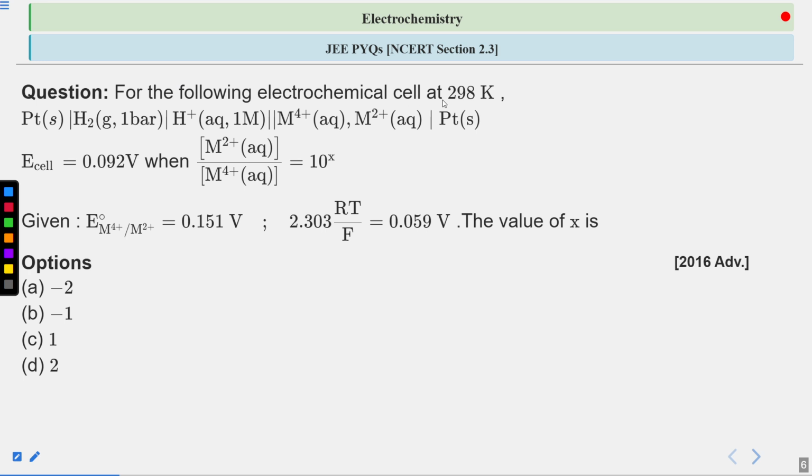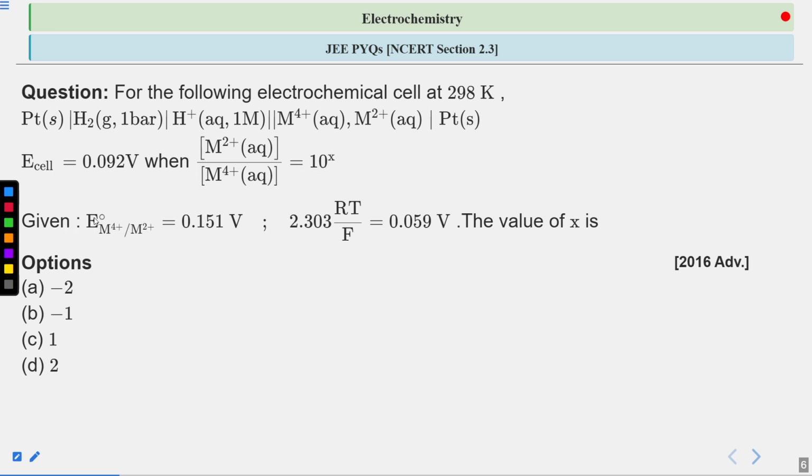For the following electrochemical cell at 298 Kelvin temperature, platinum, hydrogen gas at 1 bar pressure, H positive in the aqueous medium having concentration 1 molar, salt bridge, M4 positive in aqueous solution, M2 positive in aqueous solution, platinum. So the E, that is the overall cell potential for this cell, is given as 0.092 volt when the concentration of M2 positive to the concentration of M4 positive is given as 10 to the power x.